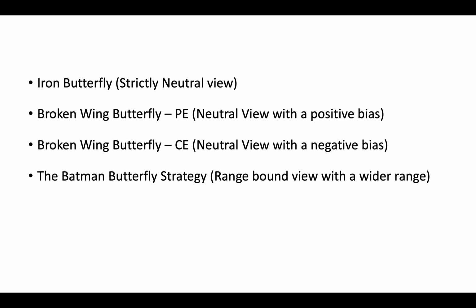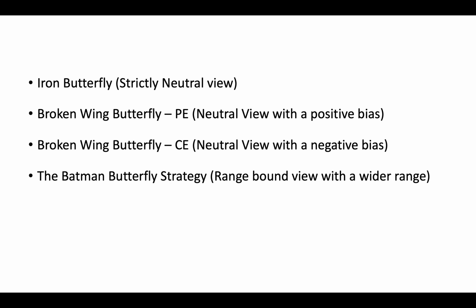So we'll basically talk about these four strategies. Now, the first one, I'm pretty much sure that most of you might be aware of it, which is the simple iron butterfly strategy, which assumes that you have a strictly neutral view, or to be precise, your view is that the index or the particular stock is going to expire pinpoint at the ATM level, which is the at the money level. The second one is basically the broken wing butterfly, and you can do this in two ways, one on the put side and another one on the call side. Now, for the put side, you have a neutral view with a slightly positive bias, and vice versa for the call side, which is you have a neutral view with a slight negative bias.